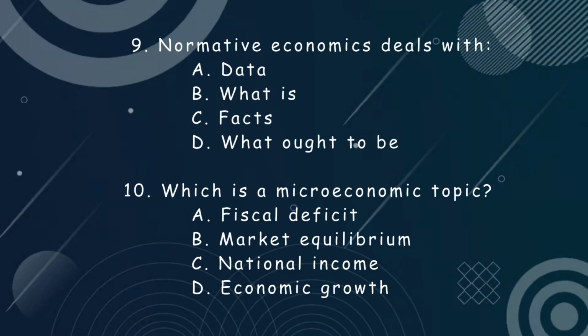Question number 9. Normative economics deals with A. Data. B. What is. C. Facts. D. What ought to be. Answer: D. What ought to be.